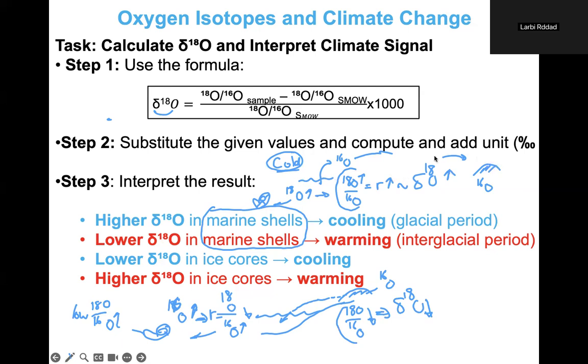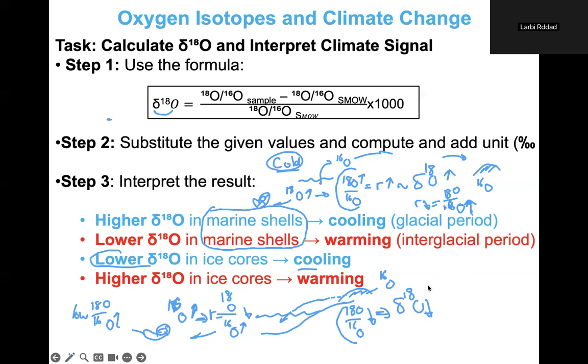In cold time, ice has a loss of O16. What does it mean? It means that for O18 over O16, if this is higher, the ratio is lower. So in the ice cores, the ratio will be lower, and this means we have cold time. And that's what you have here. Lower O18 in ice core means cooling. Why? Because again, we have a loss of O16, and the whole ratio is lower. So lower delta O means cooling.